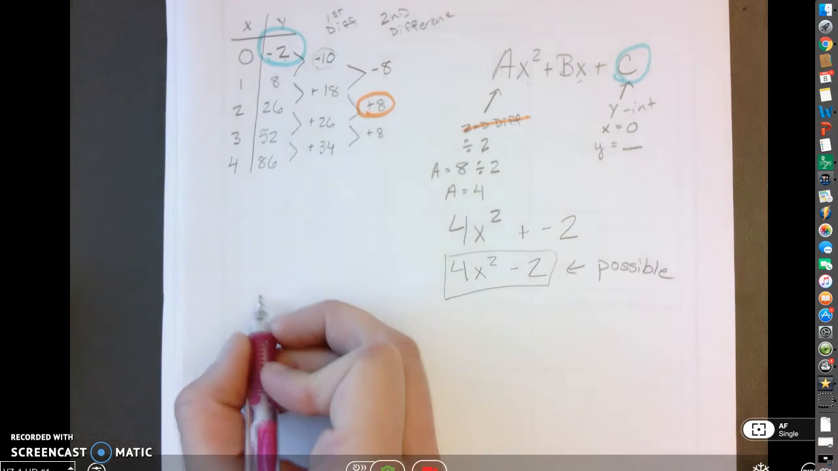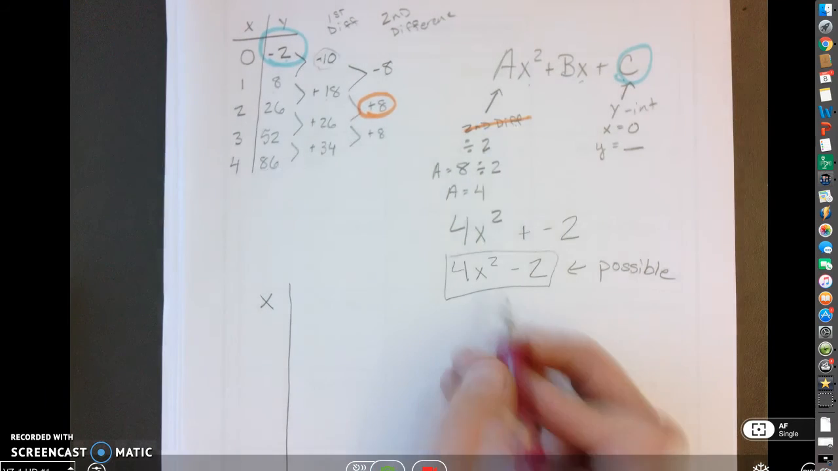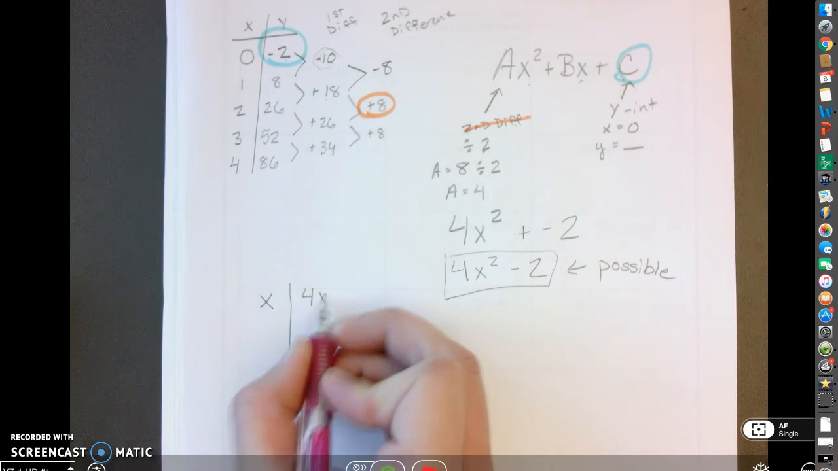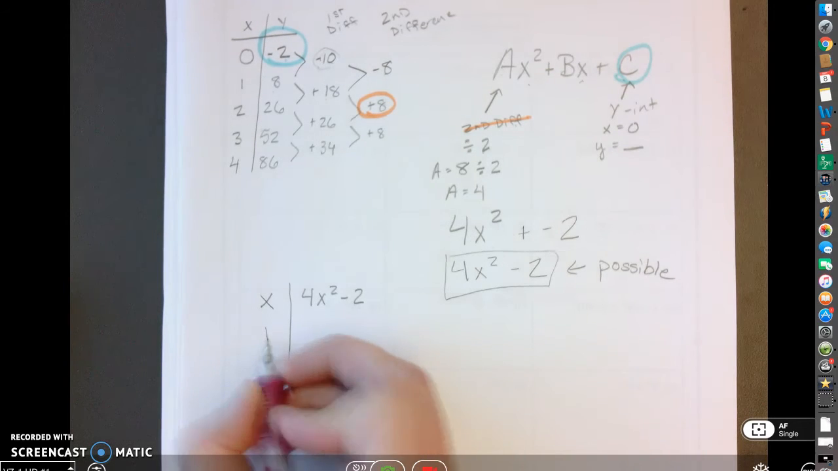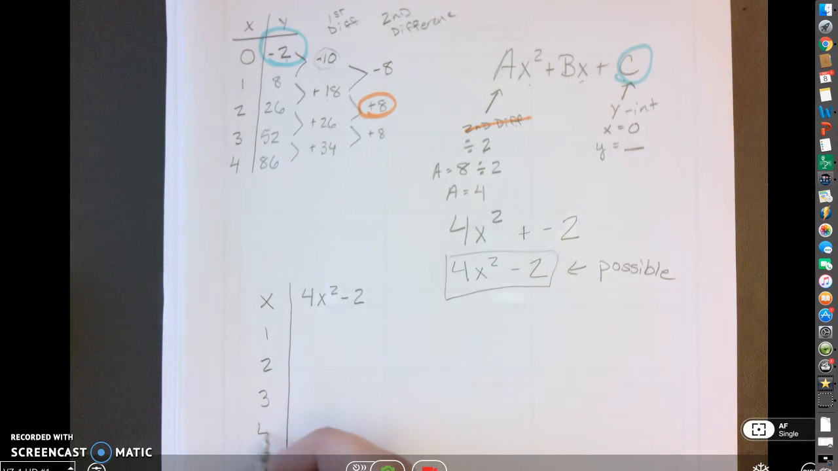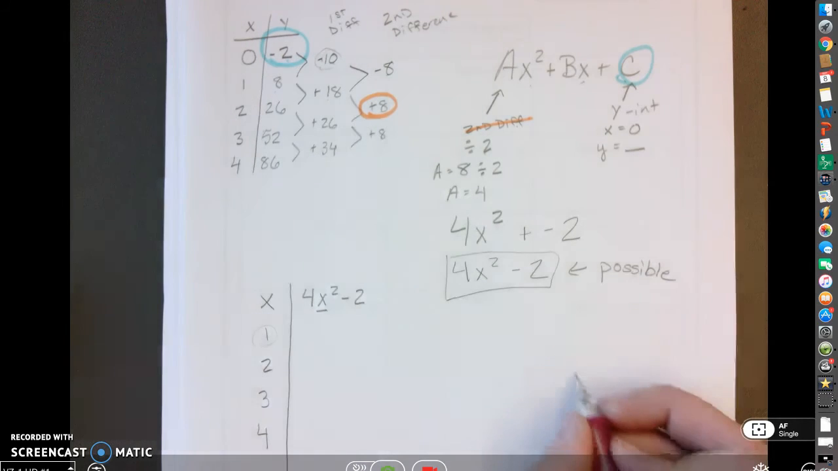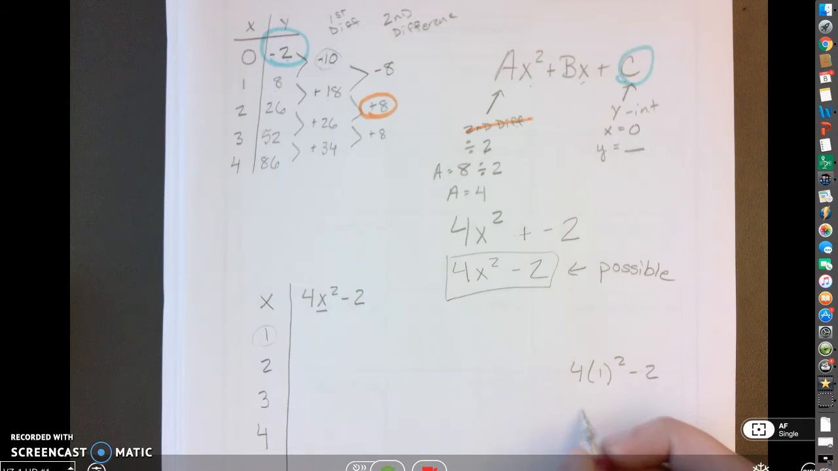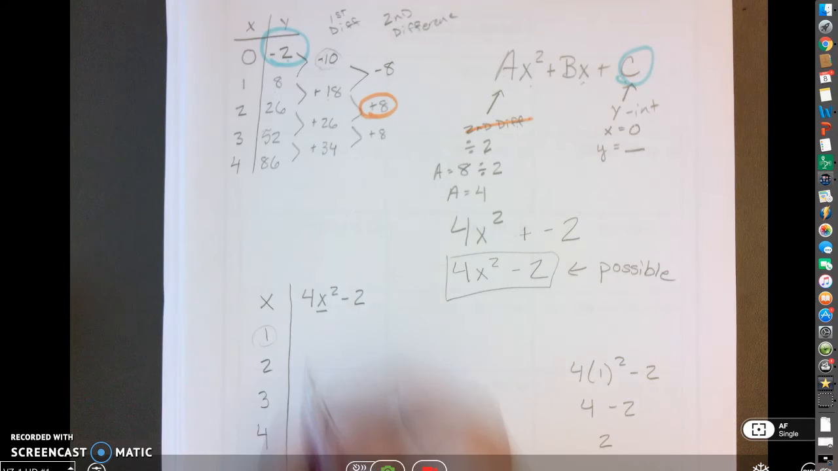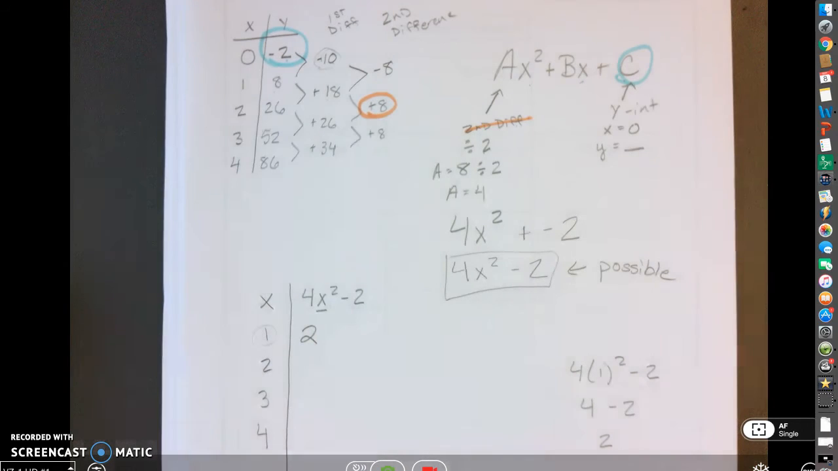So I'm going to make an x table, and I'm going to use this equation, 4x squared minus 2, and see what that gives me. So I have 1, 2, 3, 4, and I'm going to take these x's and plug them in right here. So I'm going to do 4 times 1 squared minus 2. 1 squared is 1 times 4 gives me 4, minus 2 is 2. Okay, so right here I have a 2.